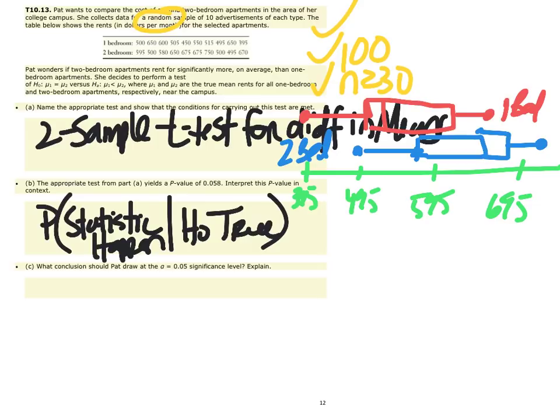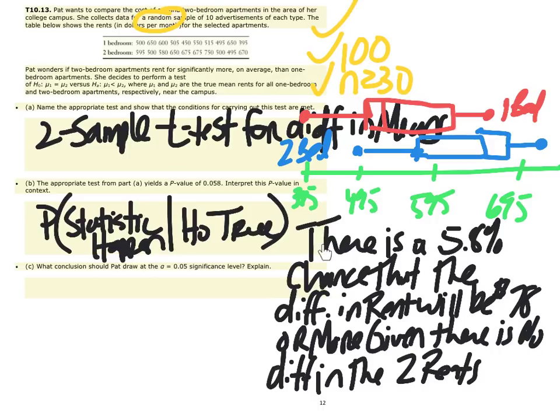So in this case, what's the probability that the actual statistic that she got from the sample really happened, given the fact that H sub O is true? So if we look back at her test, the H sub O says there's no difference. So how likely is it, if there is no difference between these two apartments, that this statistic would actually happen? So here's how I would say it. There is a 5.8% chance that the difference in rents will be $78 or more.